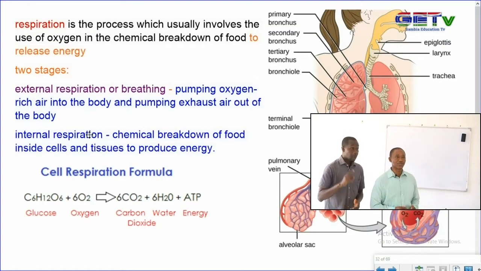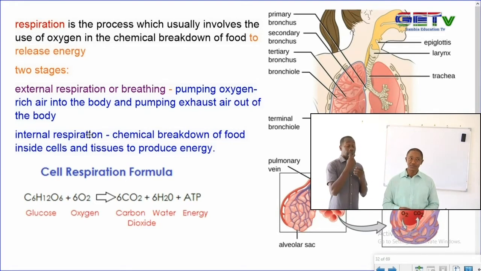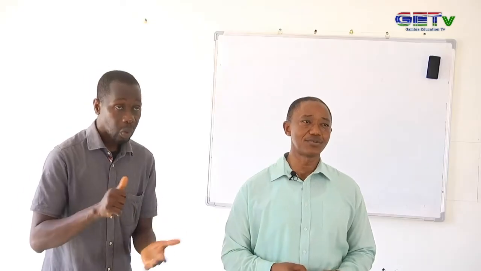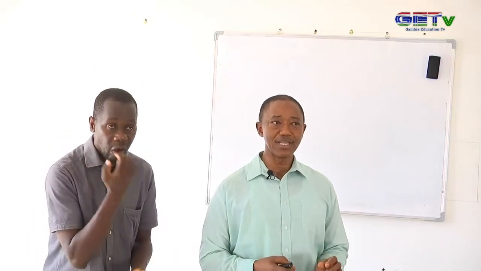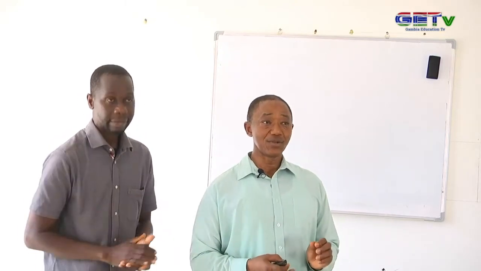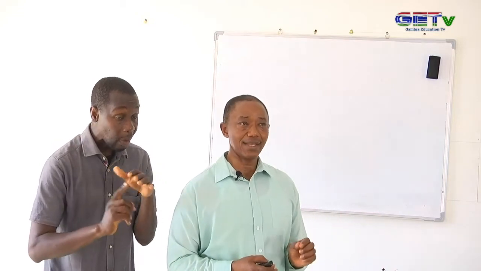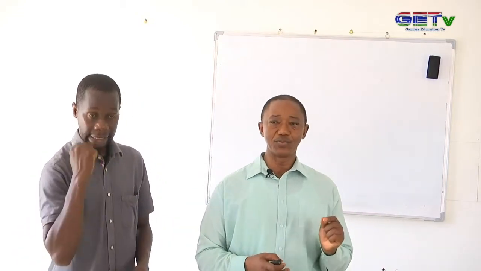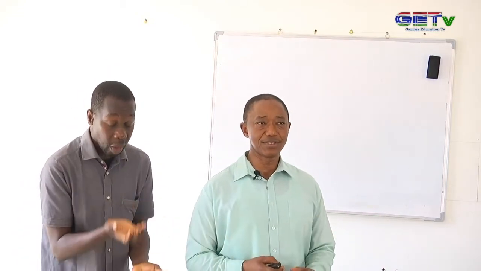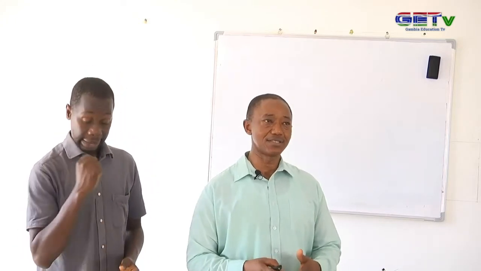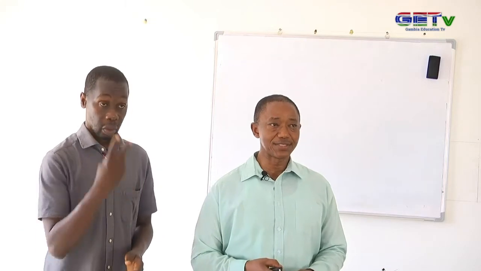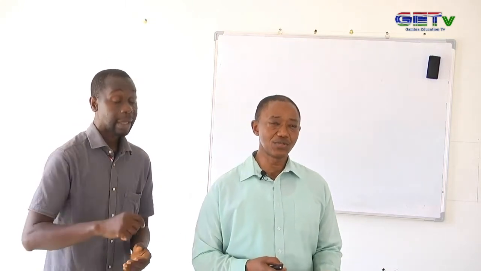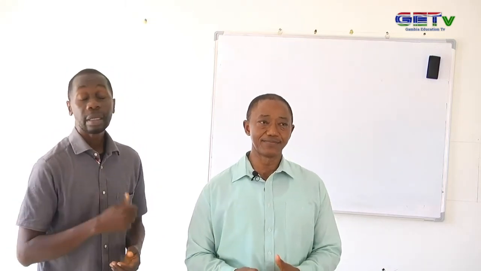So what is respiration? We say it is a process which usually involves the use of oxygen in the chemical breakdown of food to release energy. Take note, the key word there is release energy. So when food is broken down in the presence of oxygen and energy is released, this is known as respiration. And there are 2 stages. You have the external respiration, or simply breathing.